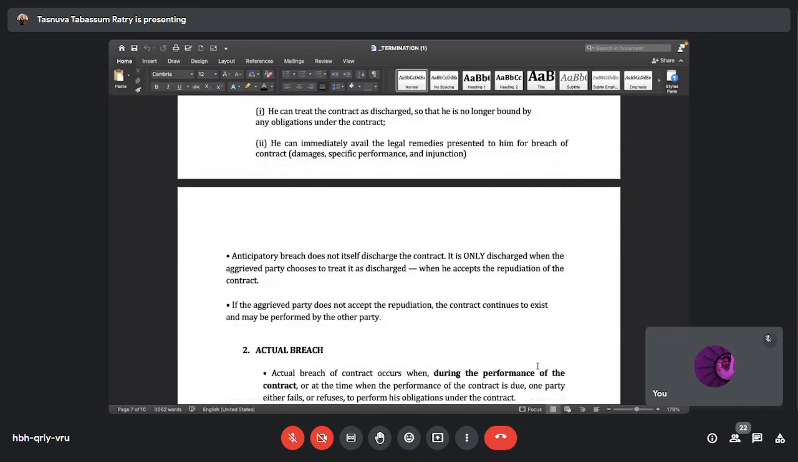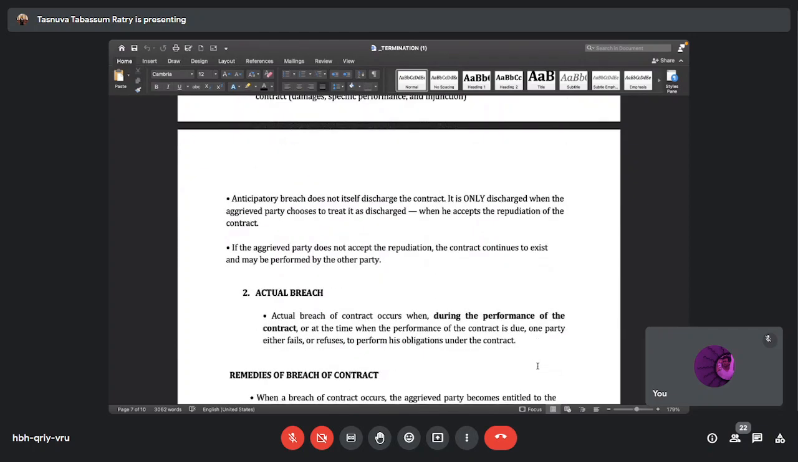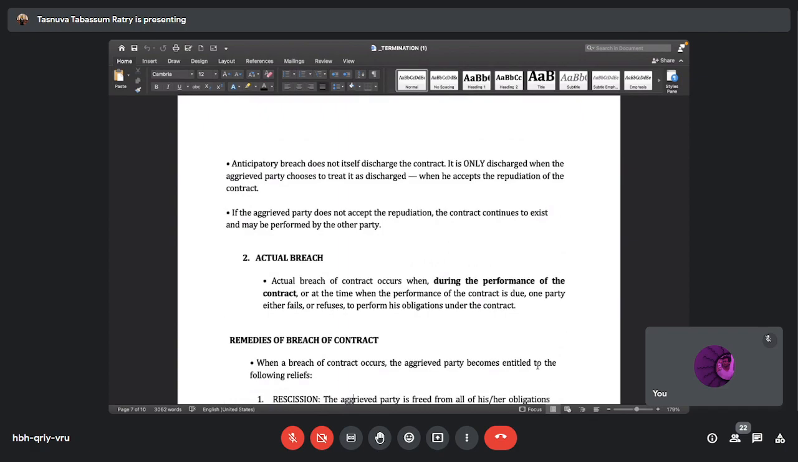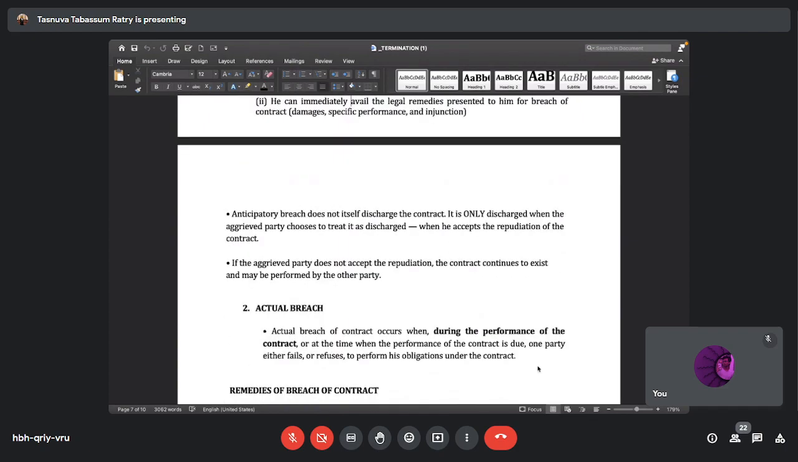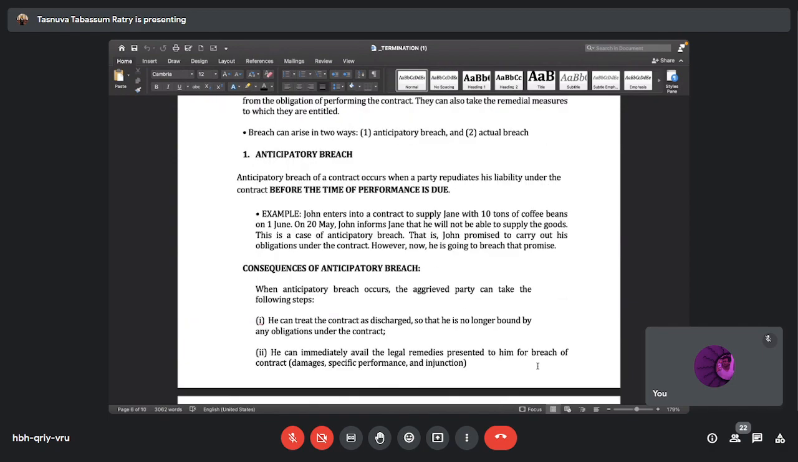On the other hand, the more serious breach is the actual breach of contract. Why is it more serious? Because at the time when the performance of the contract is due, one of the parties fails to fulfill their obligation or refuses to perform their obligation under the contract. Let's say the same example that I used, that John was supposed to supply 10 tons of coffee beans on 1st June, and then on 1st June, John informs Jane that he will not be able to supply the goods. What is that? That is actual breach of contract.